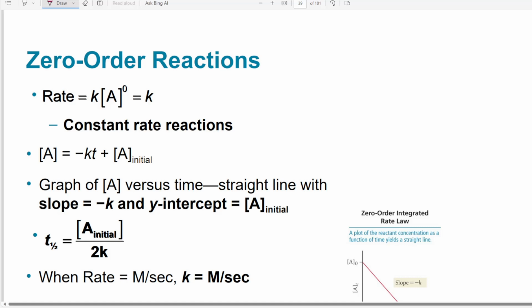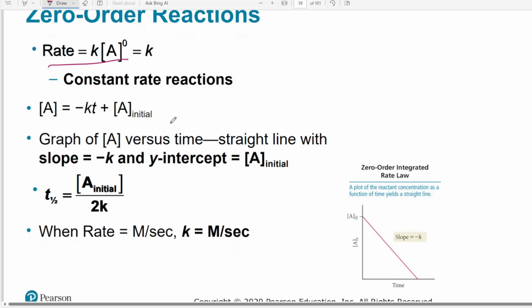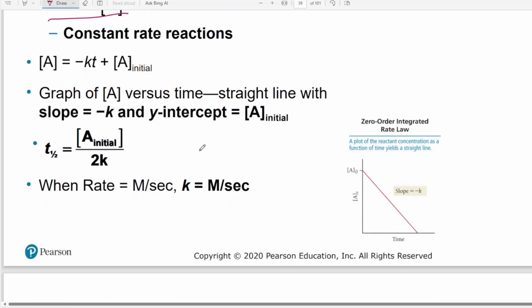For a zero order reaction, if we integrate our rate equation with respect to time, we get A is equal to negative k times t plus A initial. So a plot in this case of A versus time gives us a straight line with a slope of negative k and a y-intercept equal to A initial. Our half-life in this case becomes A initial over 2k.